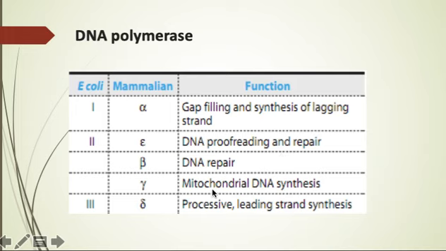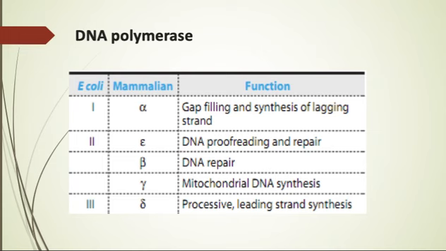The gamma, mitochondrial DNA synthesis, and DNA polymerase 3, that's the delta, it helps in the processive and leading strand synthesis. Okay, so DNA polymerase enzyme can come as a 3-mark question. Then you'll have to write the different functions, the different types of DNA polymerase enzyme.